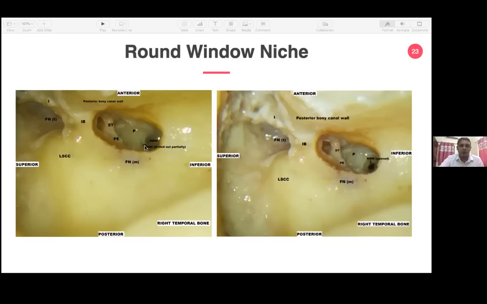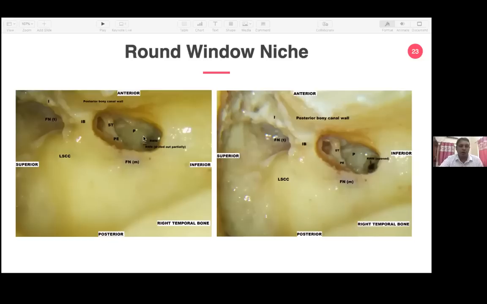Once you remove this bone by drilling, usually using a 1 millimeter diamond burr, you can expose the round window membrane. Once you identify the round window membrane in its 360 degrees, then you can open the round window membrane and gain access like this. So this is the round window membrane fully exposed and open. This is the one where the partial drill out of the round window niche is done.